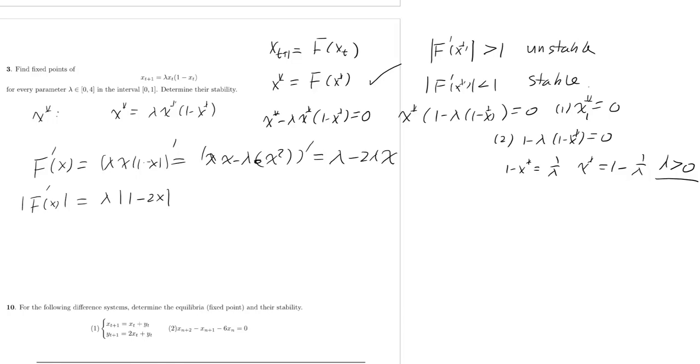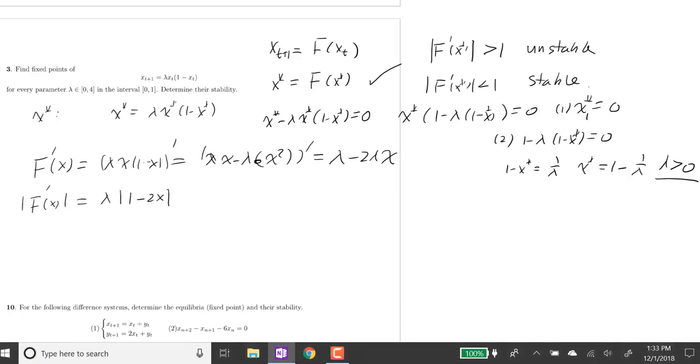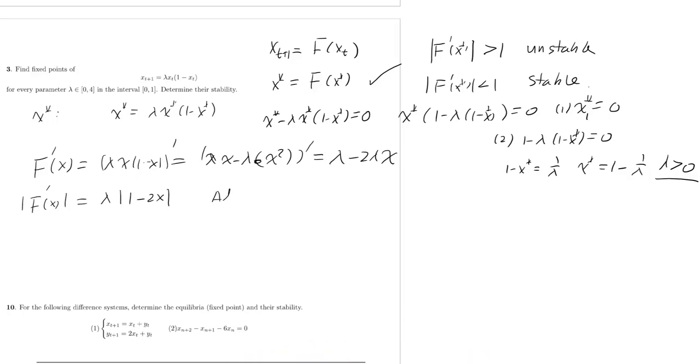So let's look at the first one, x star 1 is equal to 0. And then we have f prime of 0 is equal to lambda, and we have 1 over here. So this is exactly lambda.